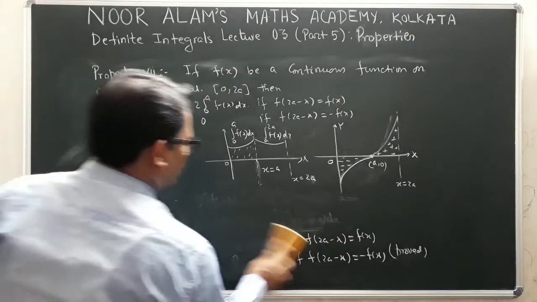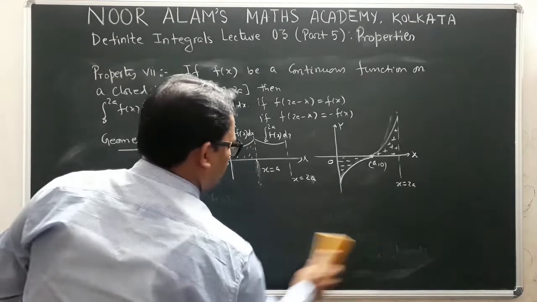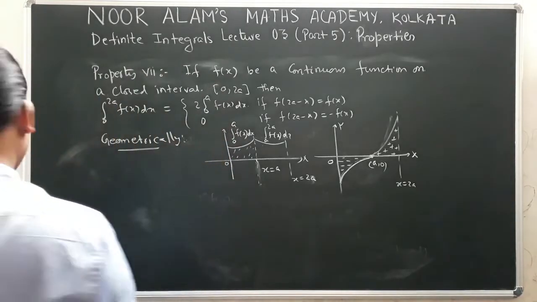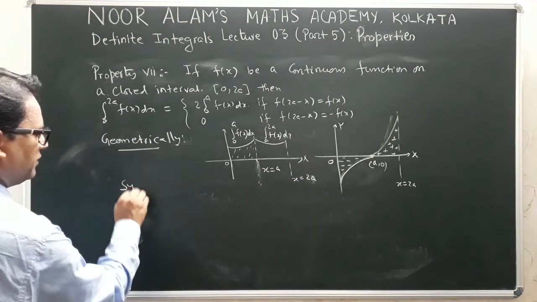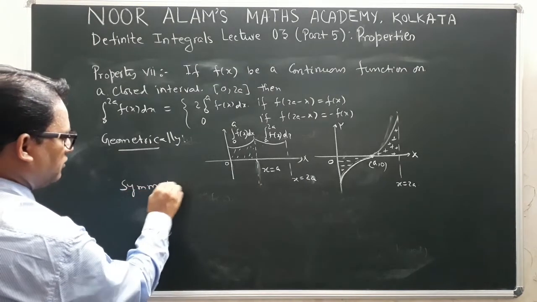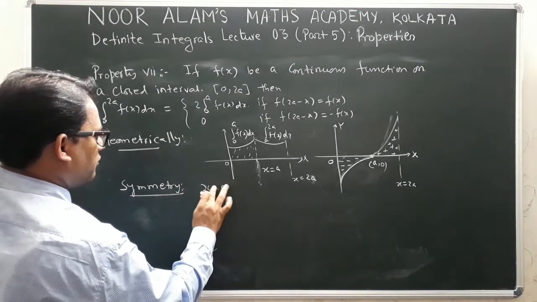So what does symmetric actually mean? When we say that a curve is symmetric about the line x is equal to a, what does it mean? What is the meaning of symmetry? Suppose about the line x is equal to a, what does it mean?